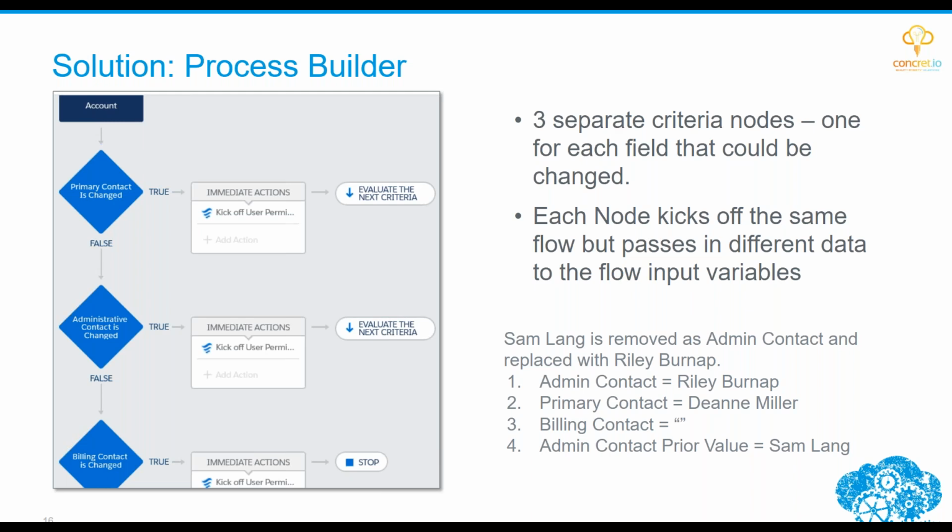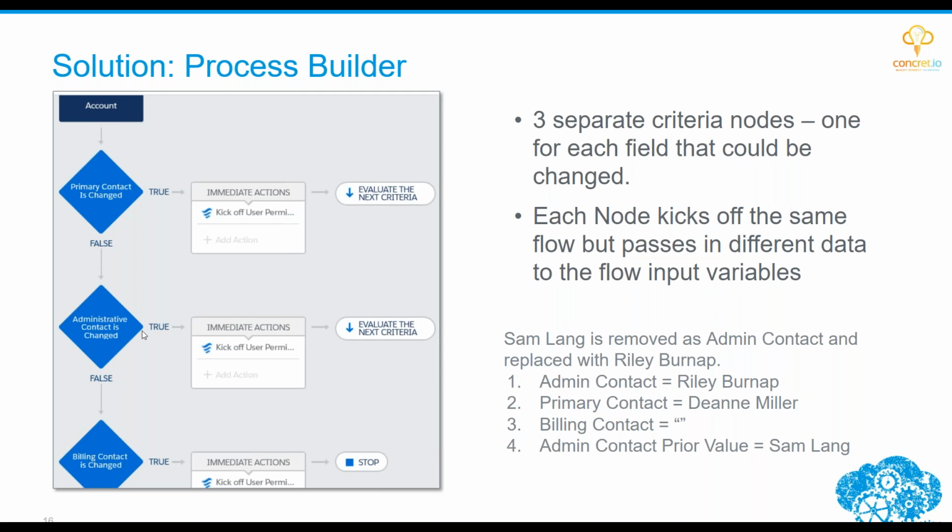So for each of these flow actions, there are 4 variables being set. Let's take primary contact is changed as an example. The 4 values that are going to be passed in are the current value of the primary contact, so who is being set as the primary contact, the current value of the billing contact, and the current value of the admin contact. The other thing that we care about, since we need to check to see if we need to demote somebody's permissions, is the prior value, the person who was the primary contact, if there is anyone, before that change was made. So those are the 4 values that are set in.